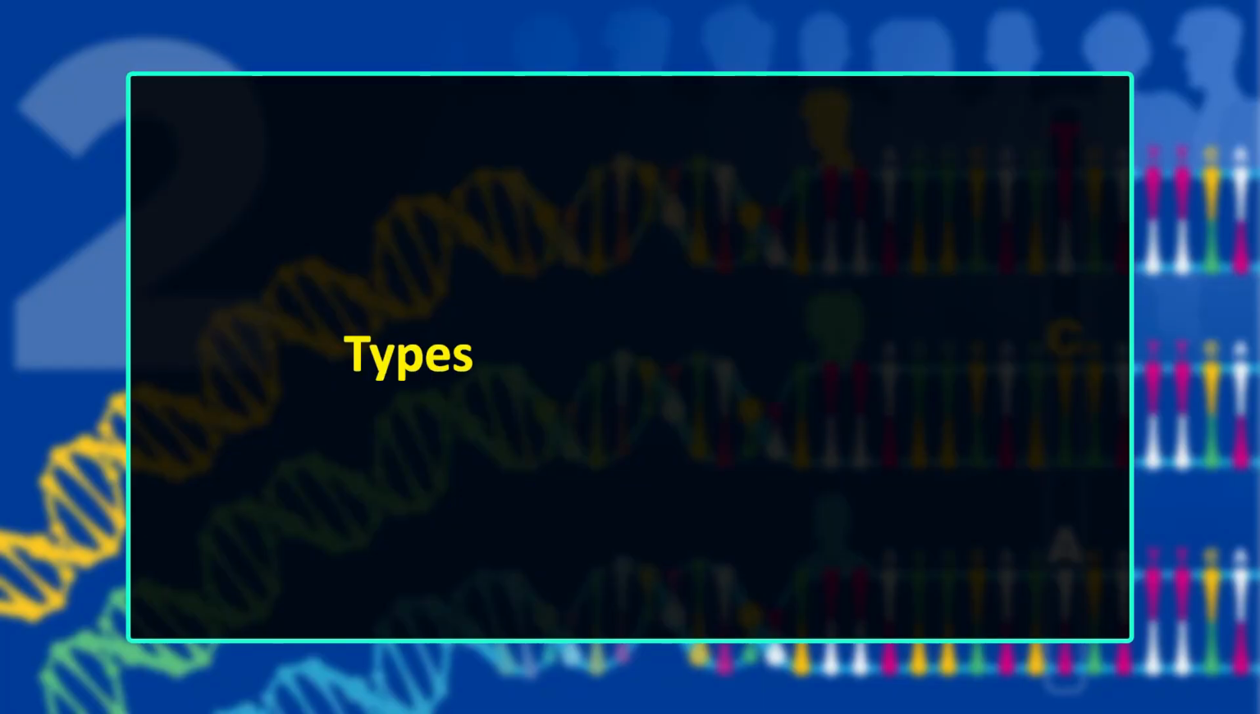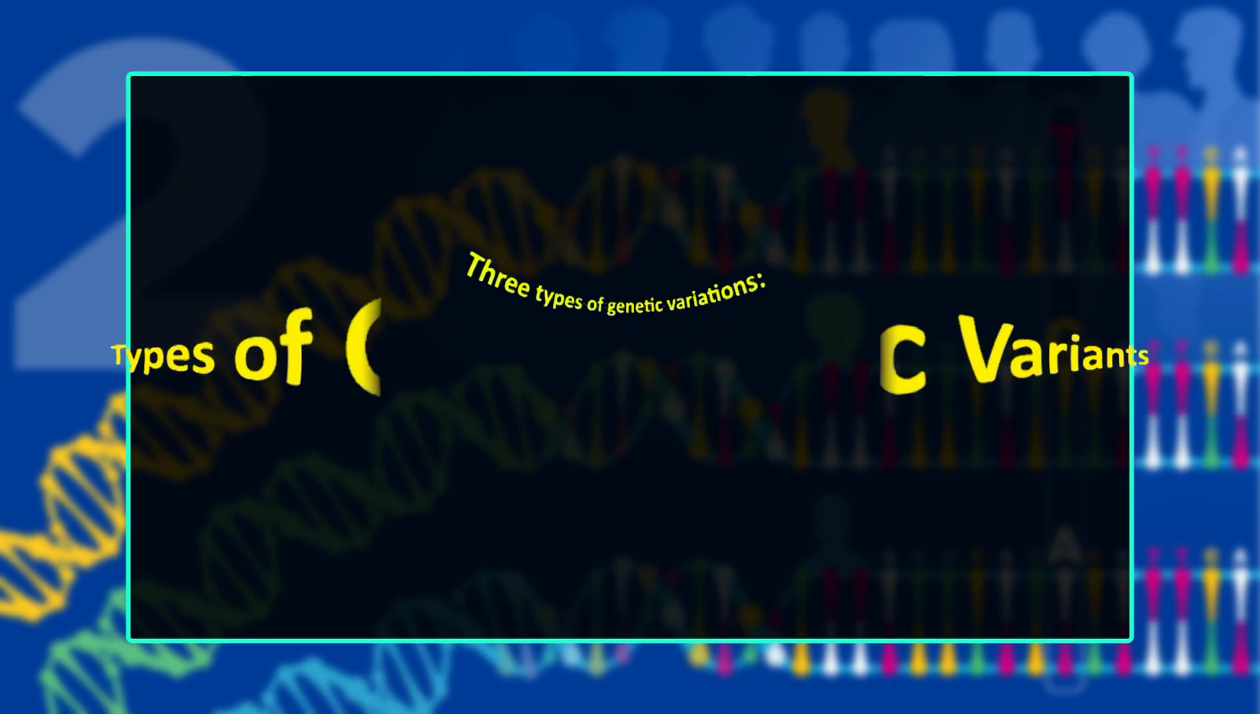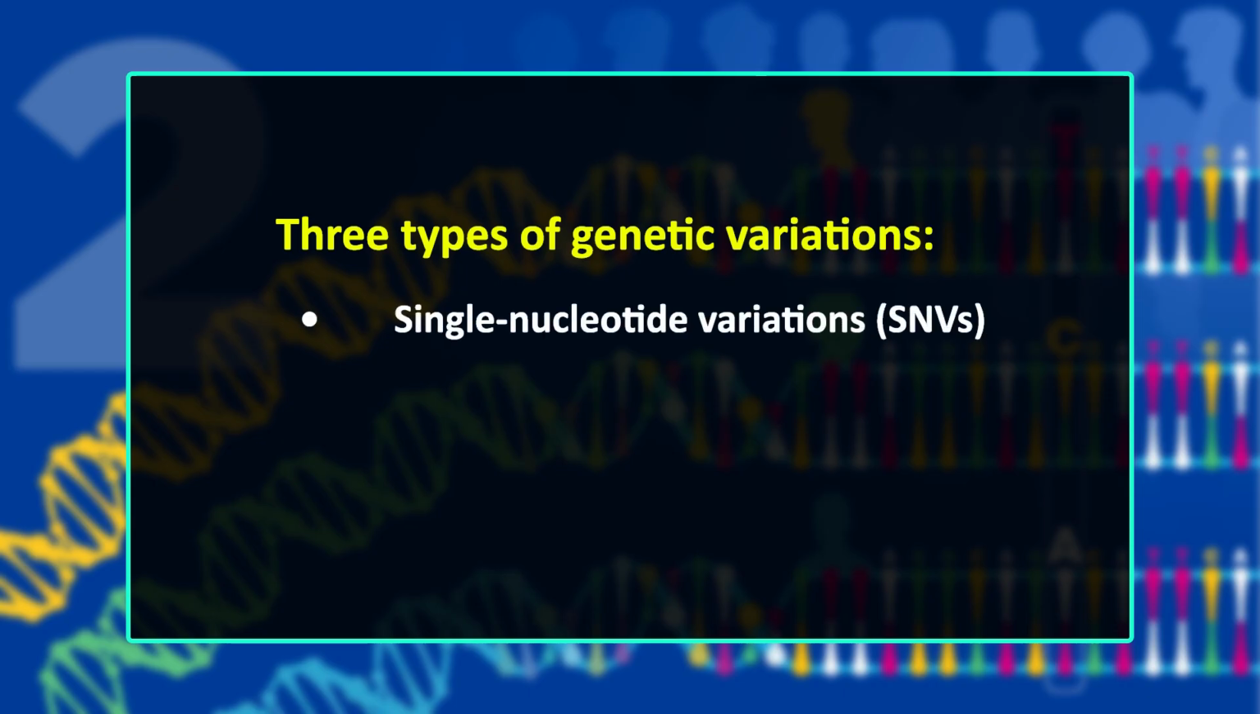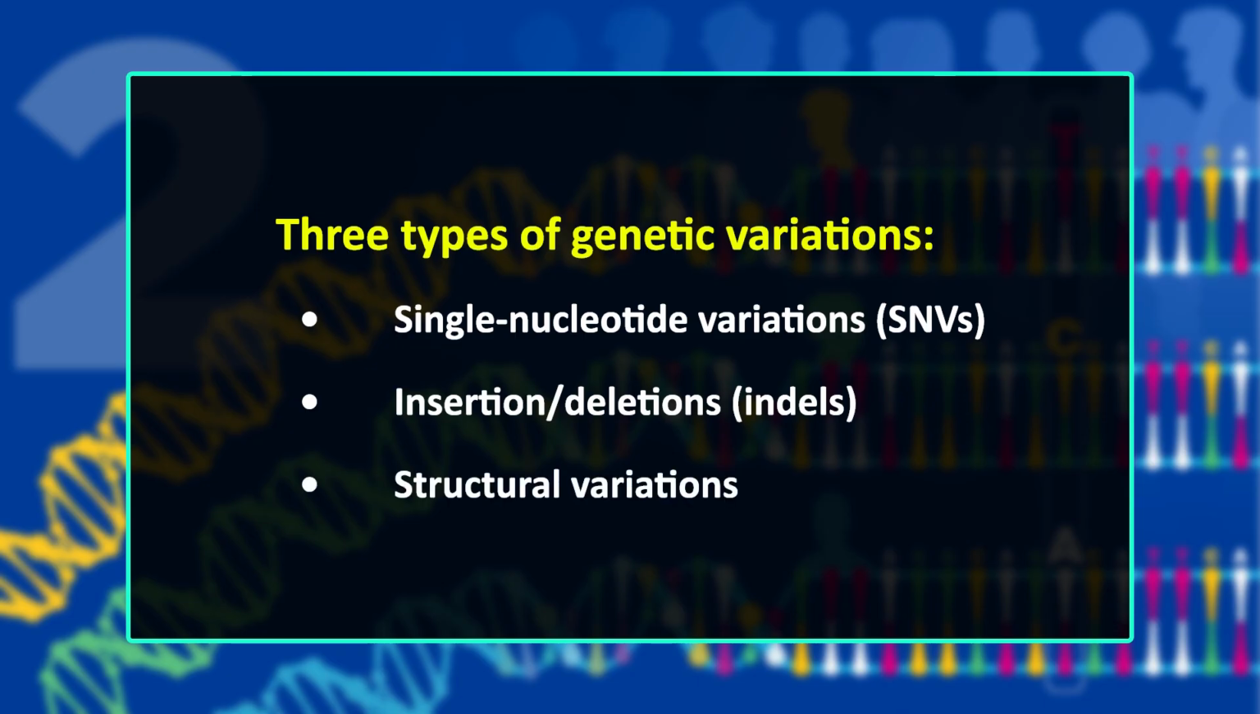So crossing over acts as a raw material for the evolution to occur. Sexually reproducing organisms are more diverse than the asexually reproducing ones. Dear students, let's now discuss the types of genomic or genetic variants. Genetic variations are basically of three types. One is single nucleotide variations or SNVs. Then insertion, deletion, that is indels, and structural variations. These variations may be rare or common depending upon their frequency in the population and pathogenic or non-pathogenic.